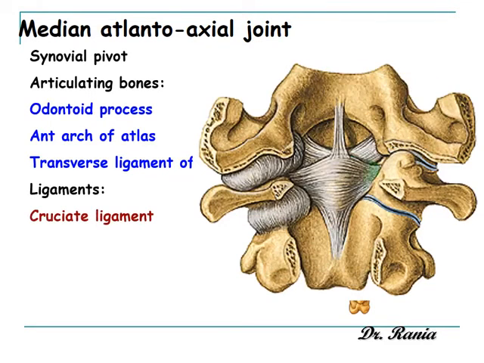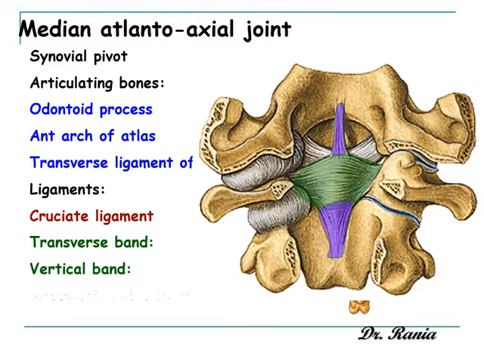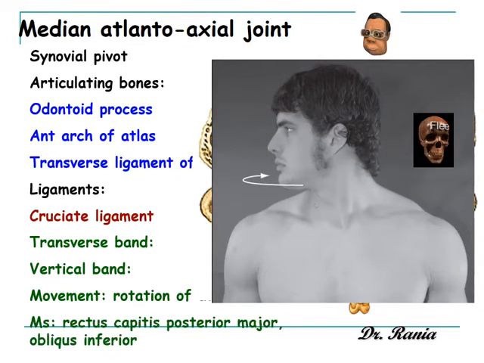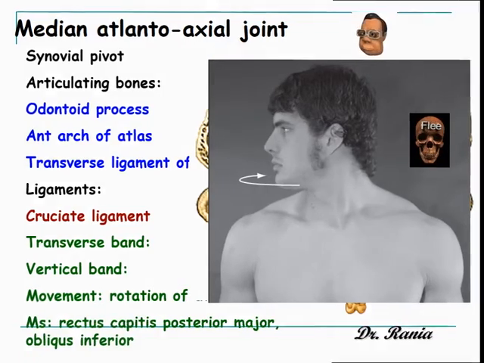The ligaments here are the cruciate ligament. The cruciate ligament consists of two bands, a transverse band and a vertical band. The transverse band is the transverse ligament of the atlas. The vertical band connects the transverse ligament of the atlas with the clivus or basilar part of the occipital bone above and to the body of the axis below. The movement at this joint is rotation. The muscles producing this movement are rectus capitis posterior major and inferior oblique muscle.